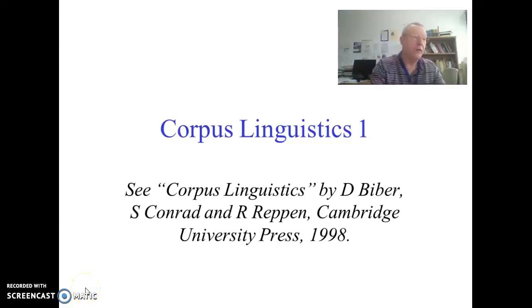Corpus Linguistics. These notes are taken from the book Corpus Linguistics by Douglas Biber, Susan Conrad and Randy Reppen, published by Cambridge University Press. We will start by looking at studies of language and studies of use.